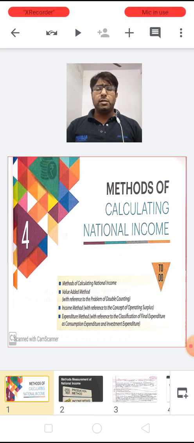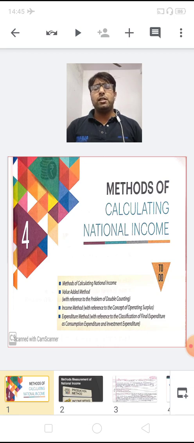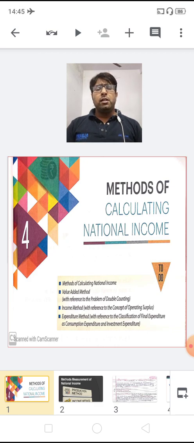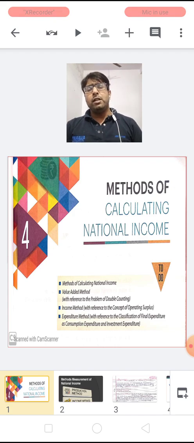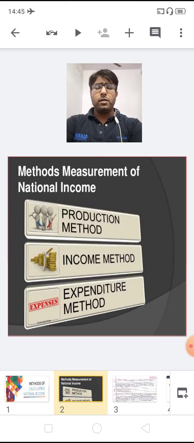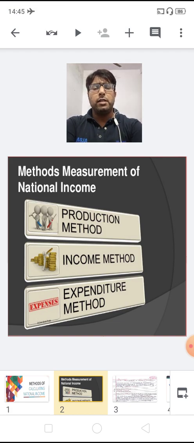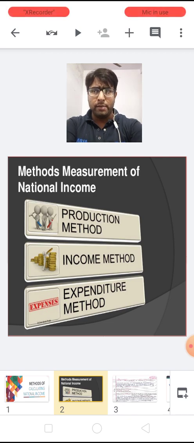We have learned some of the most important topics: what is nominal GDP, real GDP, domestic income, national income, what is gross domestic product at market price, what is net domestic product at factor cost. Now with this chapter we will learn the various methods of calculating national income. Children, there are 3 different methods of calculating national income. First is the production method, second is the income method, and third is the expenditure method.